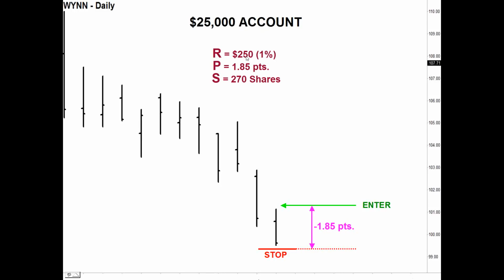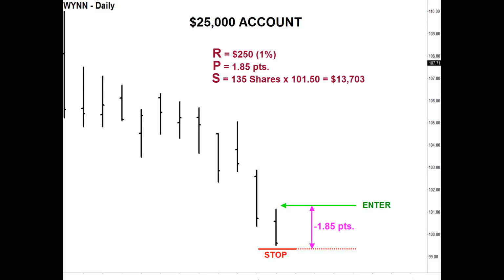We're calculating 250 divided by 1.85. And that will change the amount of shares to 135. So can we now buy 135 shares? Well, 135 times 101.5 equals 13,700. So yes, we can, because we have $25,000 to use.